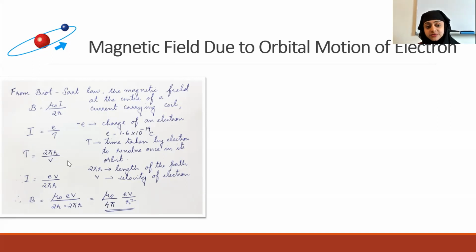And then I have substituted the expression for time in current. So current I is equal to charge by time. So charge is e divided by 2 pi r by v, so e divided by 2 pi r divided by v. So v goes to the numerator here. So we got the expression for current.